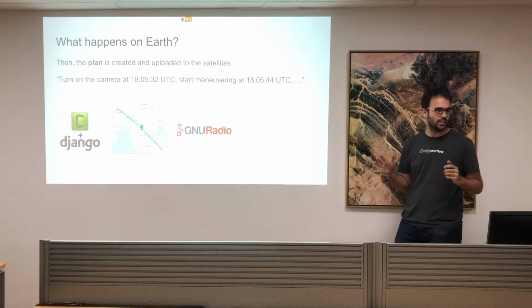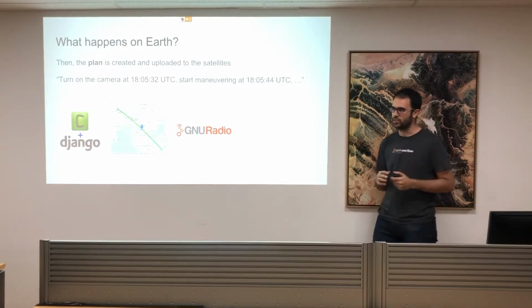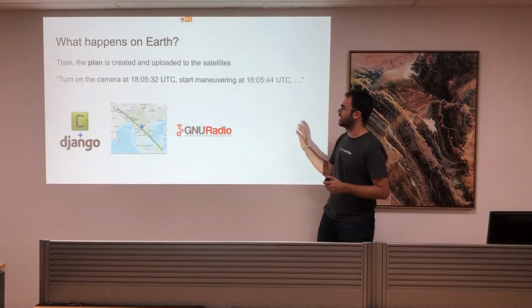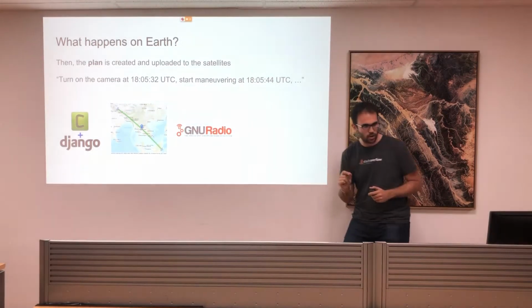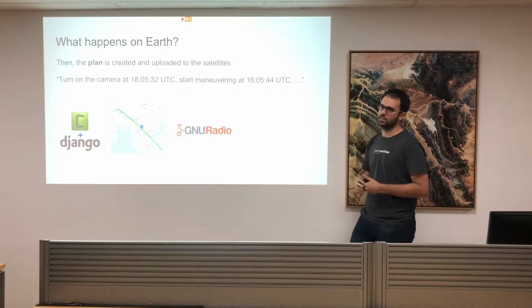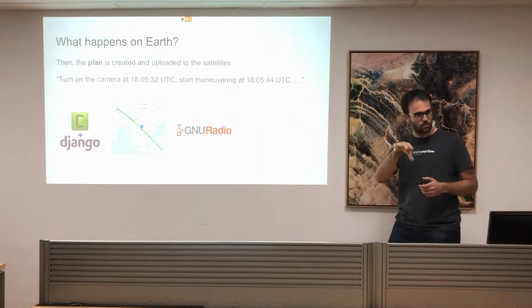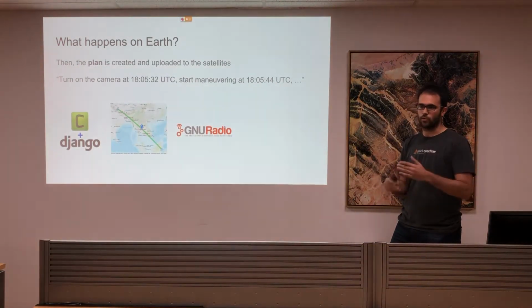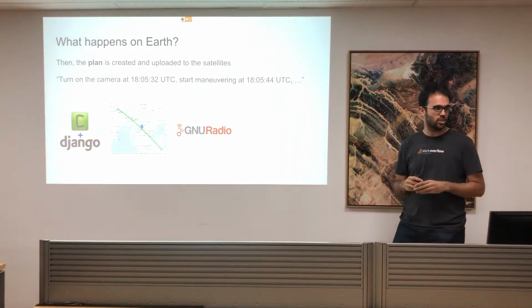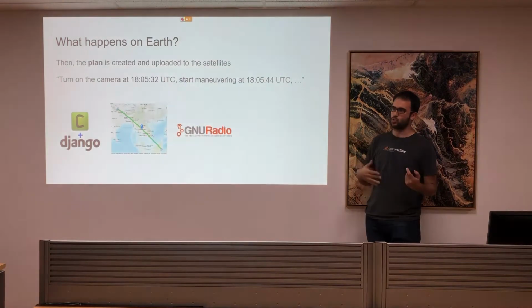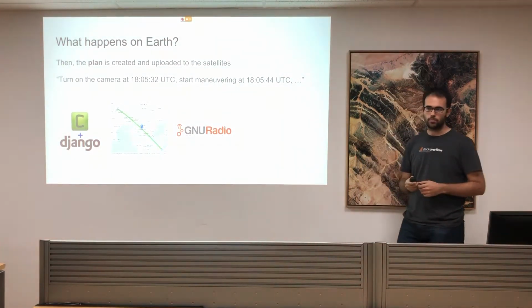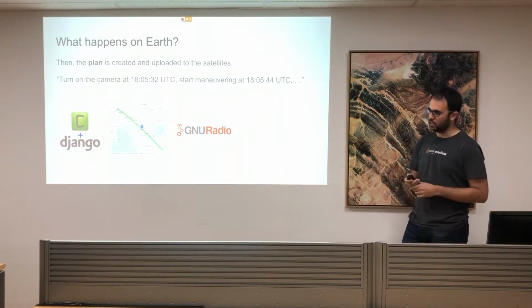And the plan for the satellites is just a very simple sequence of instructions that is something like, okay, at 18:05:32 UTC, turn on the camera, then 5 minutes later, start some maneuver to point to some specific point on Earth, and so forth. So on board, there's no knowledge of what's going on in the satellite, and we try to do all that planning on the ground because our resources in space are limited, as we will see next.